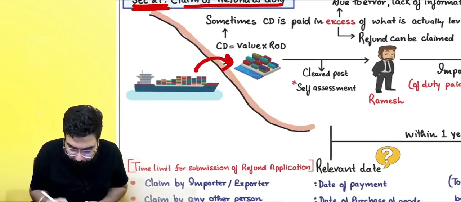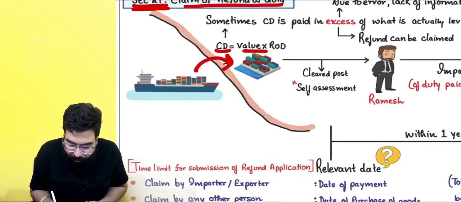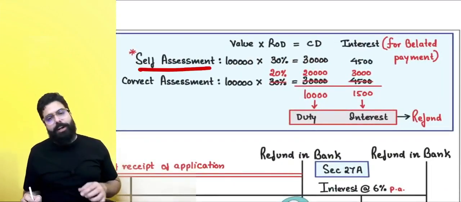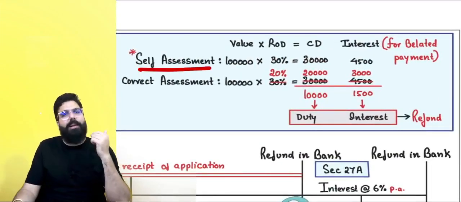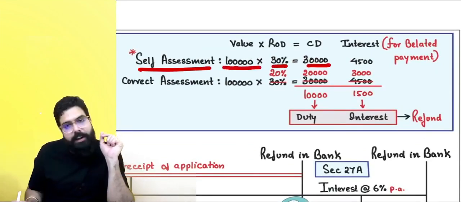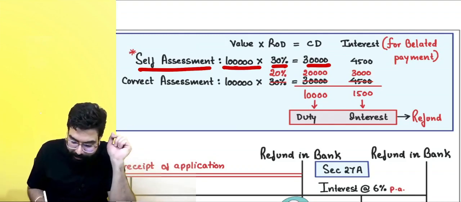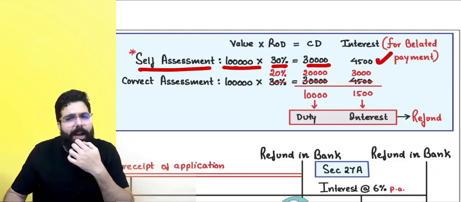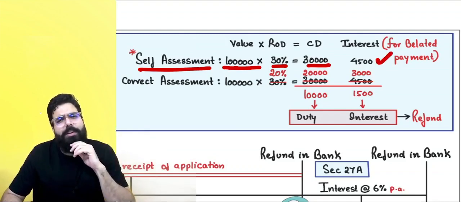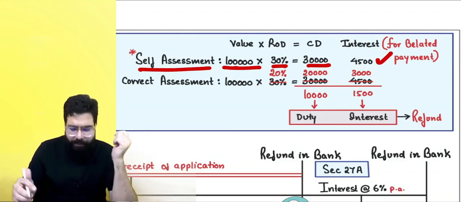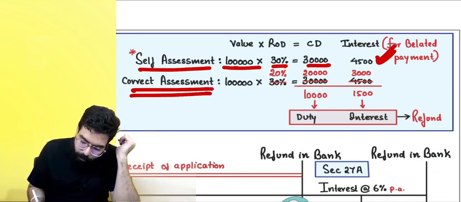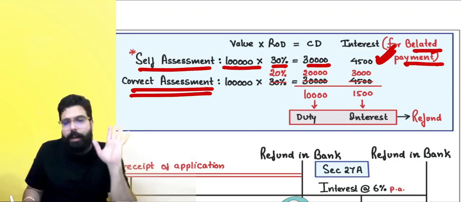What happened? You imported some goods. Custom duty is equal to value into rate of duty. What you did? Self-assessment you did. Value into rate of duty will give you custom duty. So, sir, value was 1 lakh rupees, 30%, 30,000 custom duty. Interest, you went ahead and paid. For an example, you paid 15% with interest, which is how much, everyone? Sir, 4,500. Correct assessment you did, and interest for belated payment you went ahead and paid.